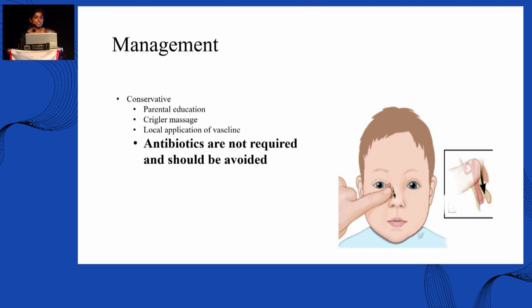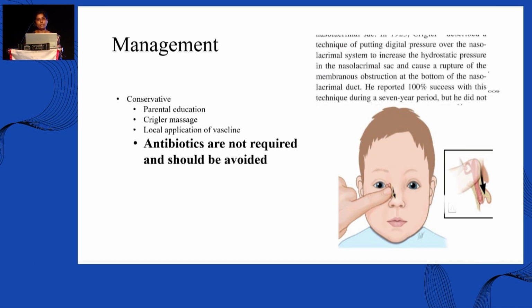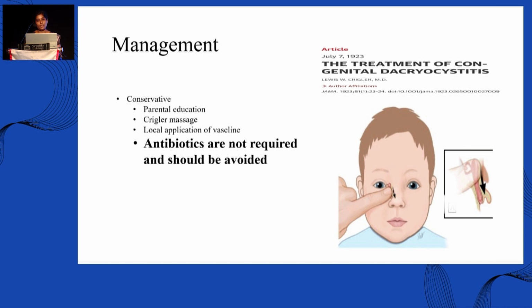Then we have to advise the mother or father regarding the massaging of the eye. Here we ask the parent to press with the index finger in between the nose and the eye, just below the medial canthus. It has to be done 3 to 6 times per day, which will help in 2 ways. One, it will empty the stagnated fluid, which will help prevent infection. The other is, it will increase the hydraulic pressure, so it will try to break the membranous obstruction.